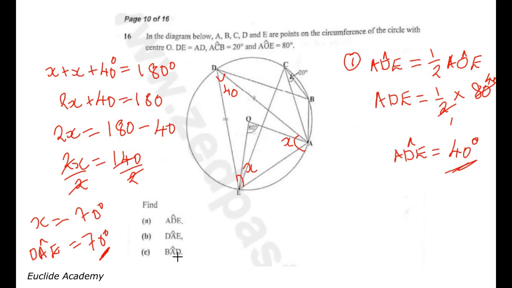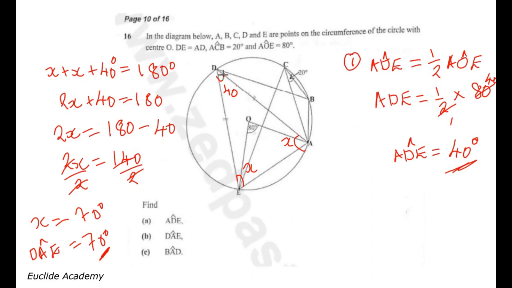And then find angle BAD. This is where most of us kind of got stuck, because this was 1 mark and this was also 1 mark, and this one was 2 marks. So let's find the angle BAD, which is this one right here.